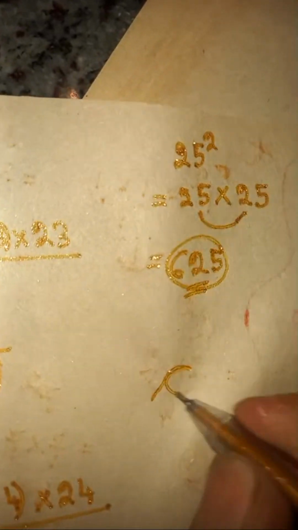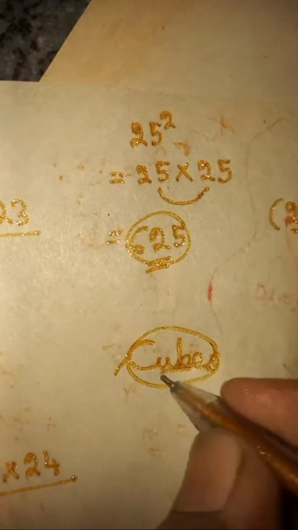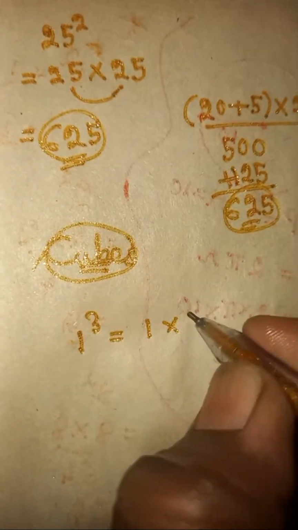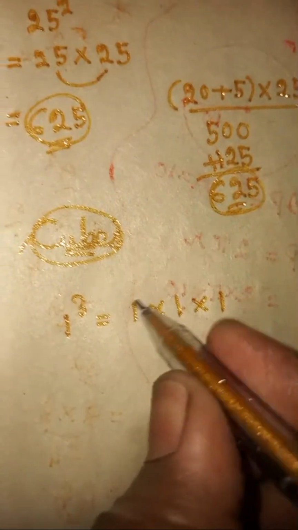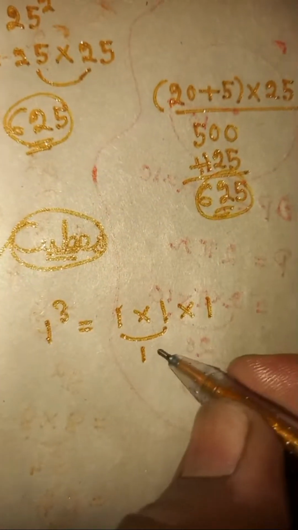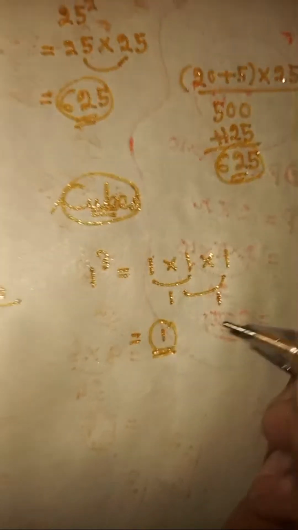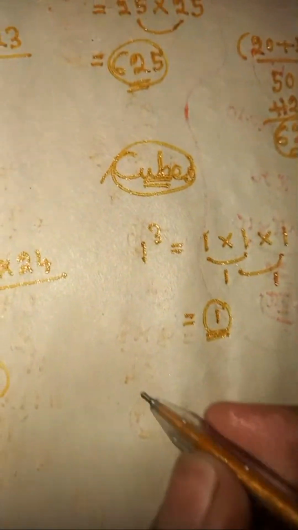Here, whatever I told is squares. Now let's start with cubes. In cubes I start like this, that is 1 cube. 1 cube can be written as 1 times 1 times 1. Here 1 times 1 is 1, again 1 times 1 is 1, so 1 cube is going to become equal to 1.